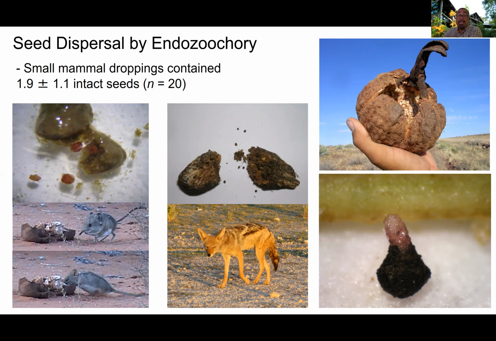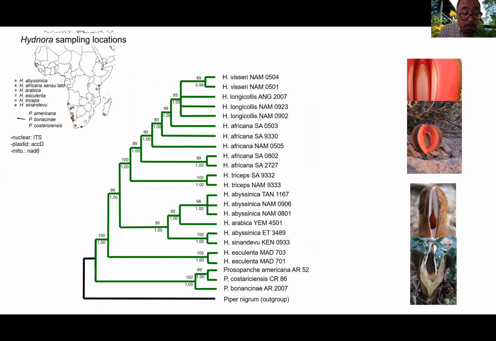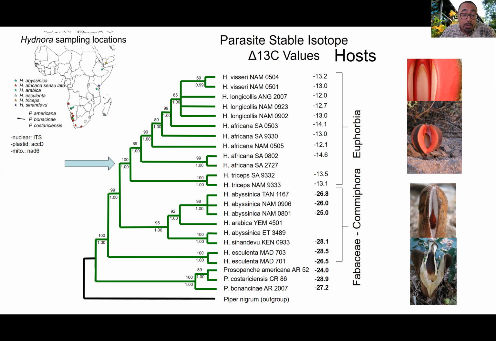Now, a brief overview of the taxonomy and systematics of the group. Quickly, we generated a 3 loci Sanger sequence data set that resulted in this phylogeny. What stood out most are the major clades of Hydnora based on host use. The arrow indicates a clade of exclusively Euphorbia parasitizing Hydnora species, whereas an earlier diverging lineage parasitized Fabaceae and Commiphora, but primarily Acacia species.